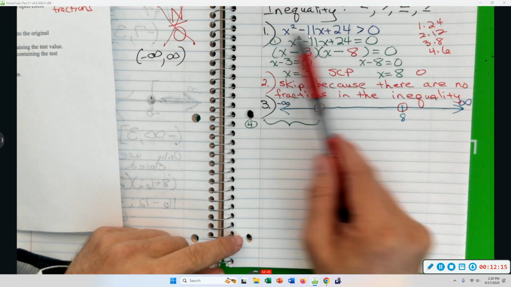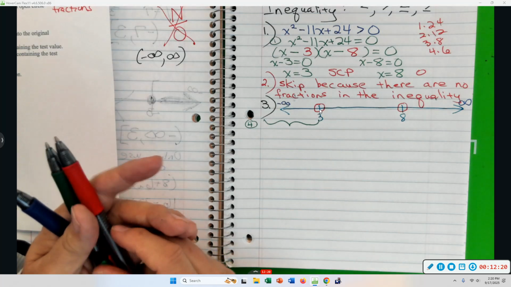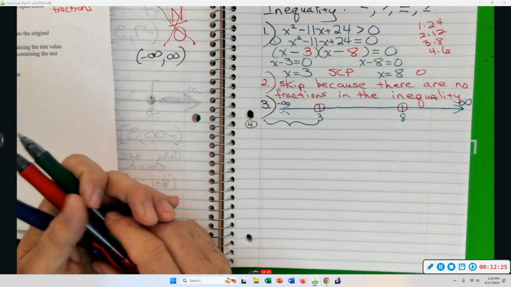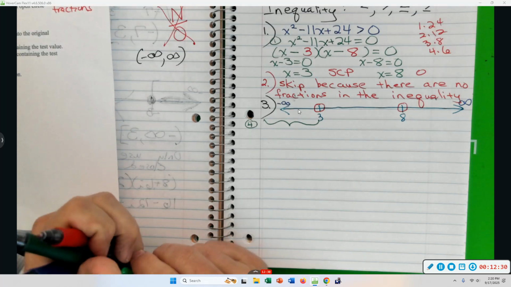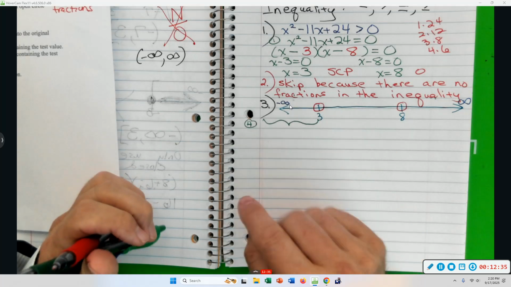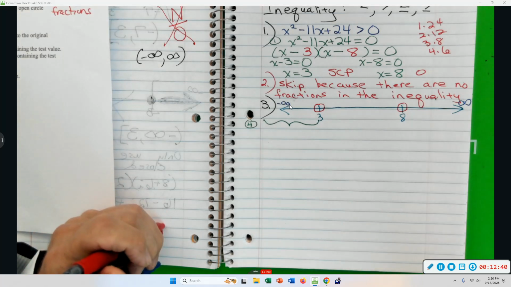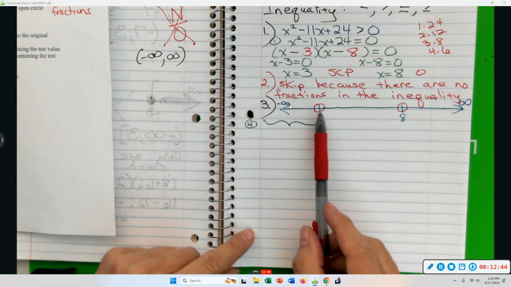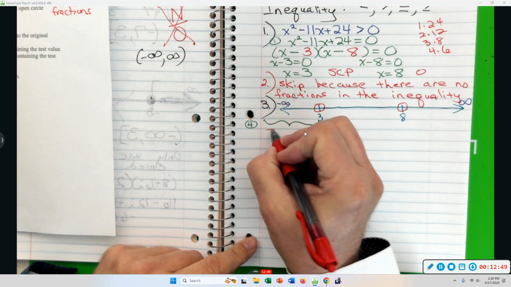We're going to have to plug it into the original problem and see if the left side is greater than the right side. But what number do you think would be easy to plug in? 1 is easy, but there's an easier one. 0. If my interval contains 0, that's what I'm going to test. The only way I wouldn't test 0 is if 0 is a cut point. You can't test a cut point, but otherwise, 0 isn't a cut point. I'm going to test 0 here.